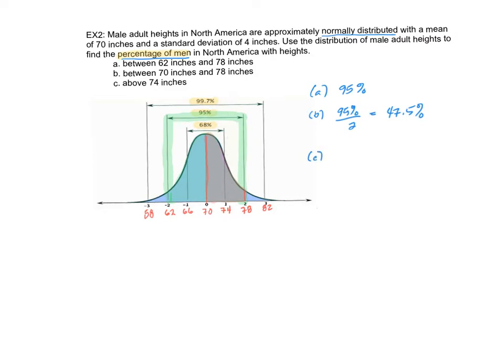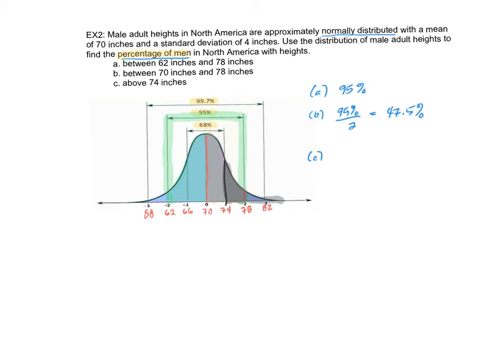Let's look at C. In part C, we want to find the percent of men who have heights above 74 inches. All right, let's try black. So here we have 74 inches, and I want above. So it's going to be everything shaded above the 74. And that's even past the 3 standard deviations. Okay, so there's one way to look at this. And you may see it a different way, which is fine, as long as you get the correct percentage.